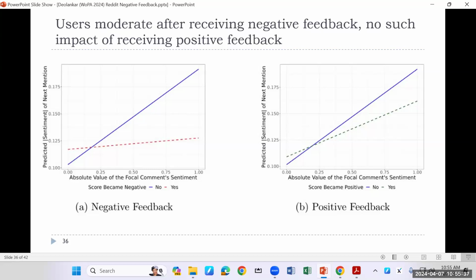And the dotted line shows instances where the score of the original comment decreased by an equivalent amount and it was accompanied by a sign change. So we find that there's a negative effect of negative feedback on intensity. What that means is that if I say something relatively intense and I receive negative feedback for it, I am likely to reduce the intensity about that particular topic in the next mention. We do not find such an effect for positive feedback. The difference between the green dotted line and the solid line is not significant. So we don't find any intensity moderation effect of positive feedback.